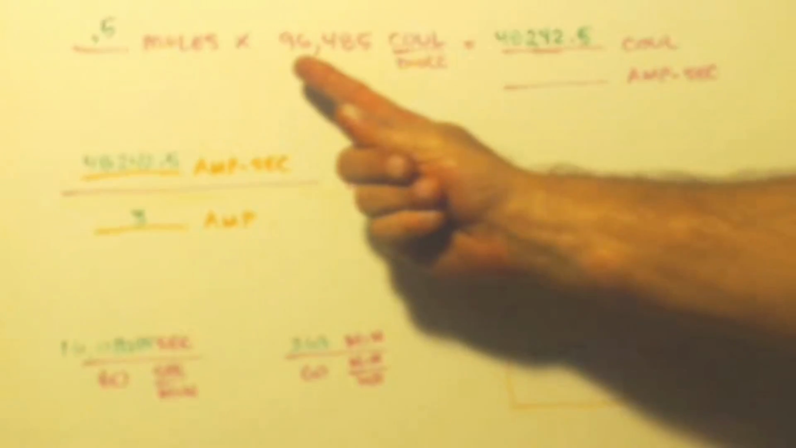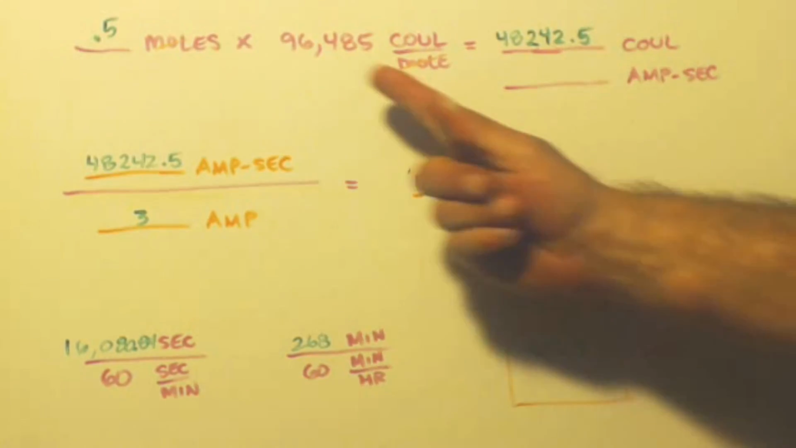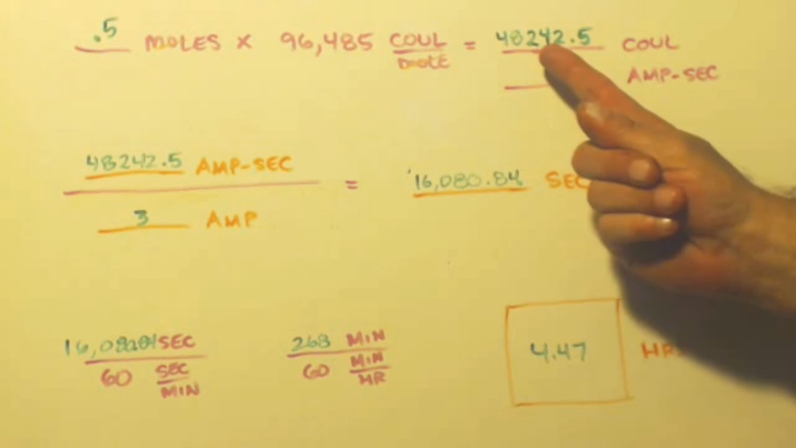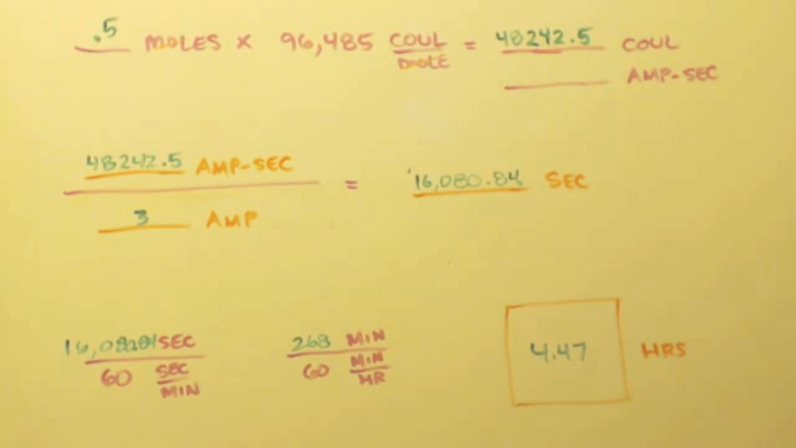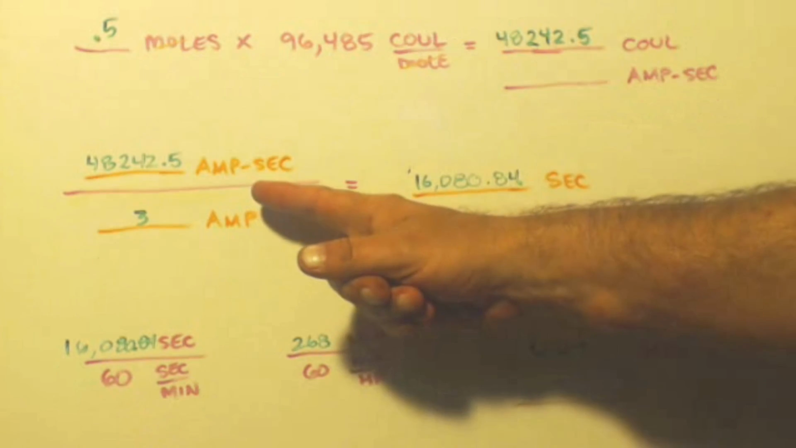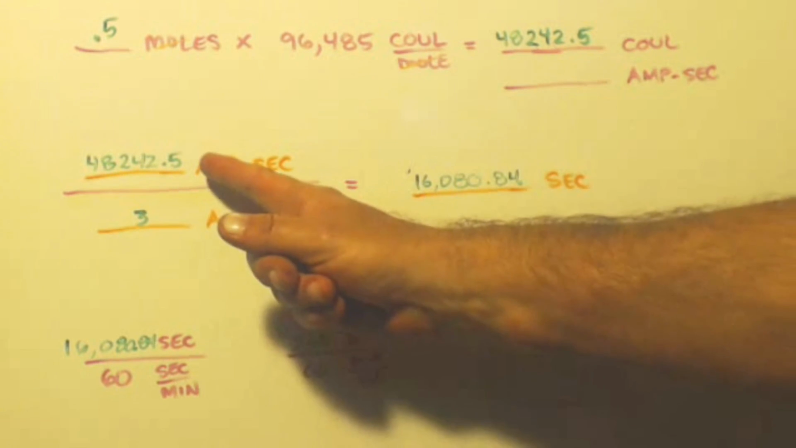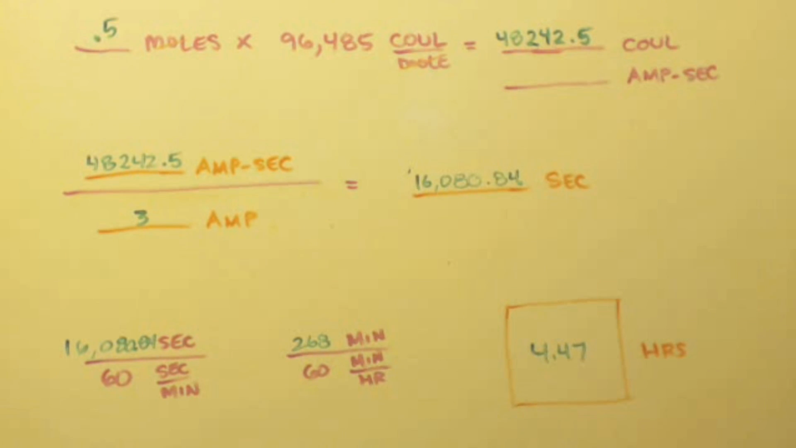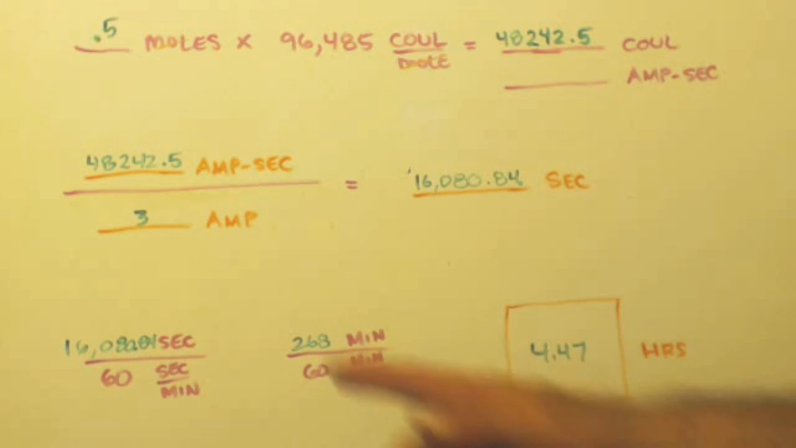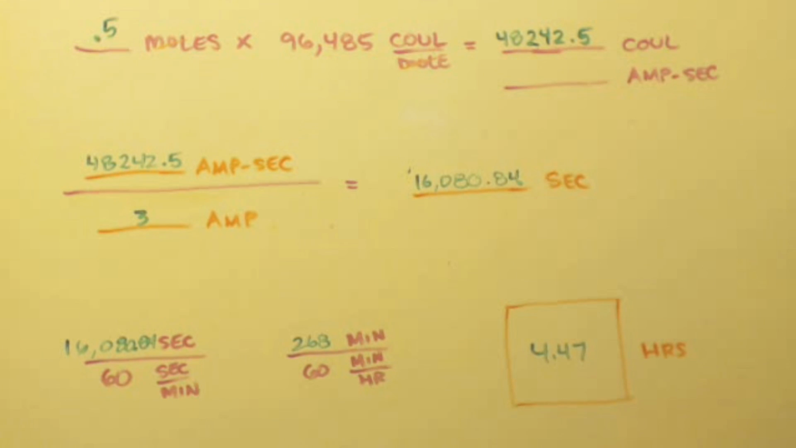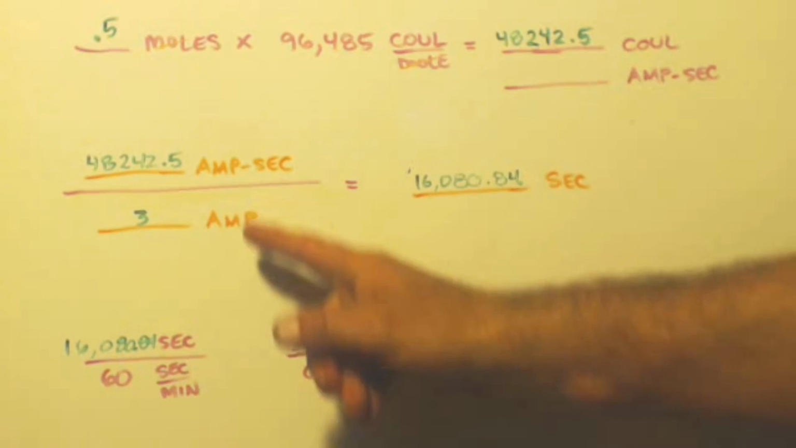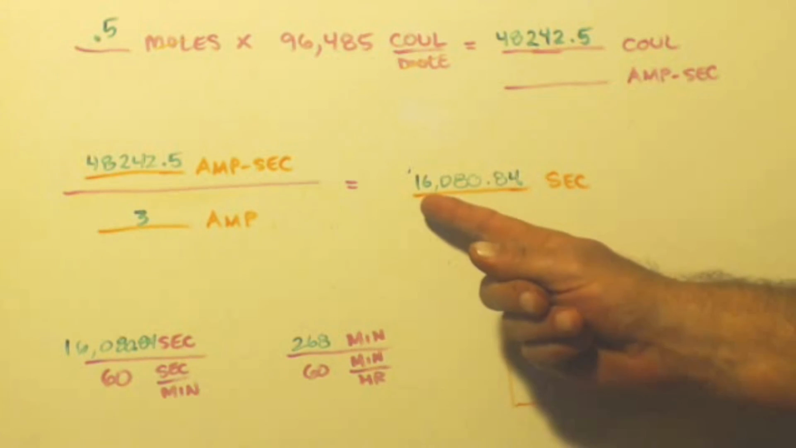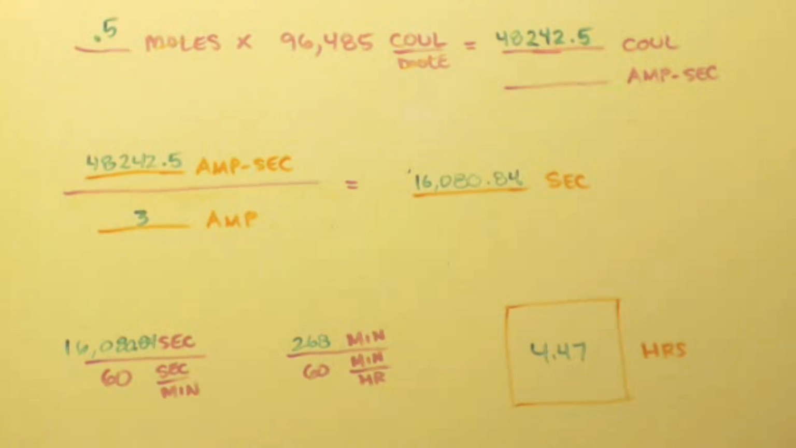Plug it into the formula, times that by how many coulombs per mole, cancel the moles out, and you get coulombs. 48,242 coulombs. A coulomb and an amp second are the same exact thing. So in the next equation, you can just transfer this number down here and divide it by your amps, right? In my case, I have a 3 amp bridge rectifier transformer. So I divide that, the amps cancel out, and I'm left with seconds. This tells you how many seconds it'll take with 3 amps to make a half a mole.